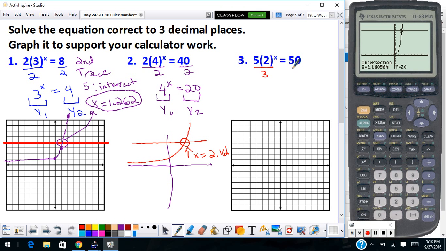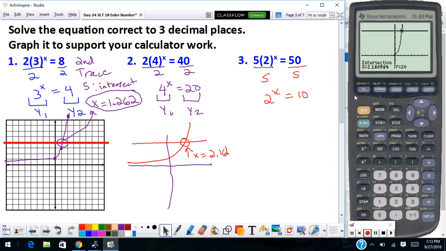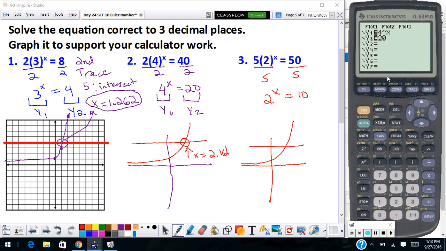So for number 3, I'm going to divide both sides by 5, and I get 2 to the x equals 10. And again, it's kind of good that I have already changed my window, because if I didn't, 10 would be like the super tippy top. So here's my line at 10. It's going to be 2 to the x, so it's going to be an exponential growth curve. Let me change this to 2 to the x. I'm going to change y2 to 10. This is y1, this is y2, and let's see where they cross.